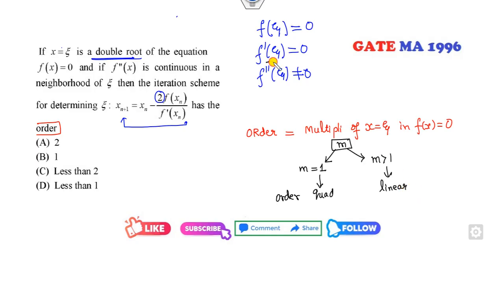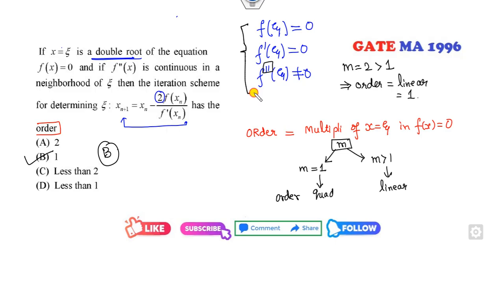Now you can see that the second derivative is non-zero. m is 2, which is greater than 1. So what is the order? The order is linear. Fine. So what is the meaning of linear? It is 1. So the right answer is B. You can see you needed just this much to get your right answer.